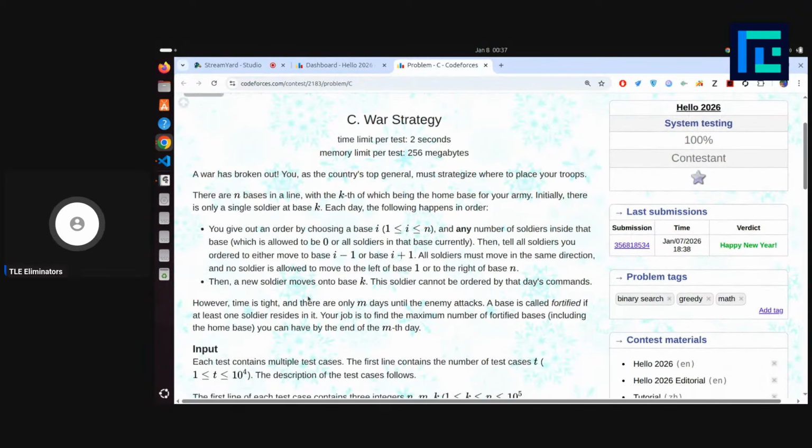Then a new soldier moves on to base k. This soldier cannot be ordered by that day's commands. However, time is tight and there's only m days until the enemy attacks. A base is called fortified if at least one soldier resides in it. Your job is to find the maximum number of fortified bases that you can have by the end of the mth day.